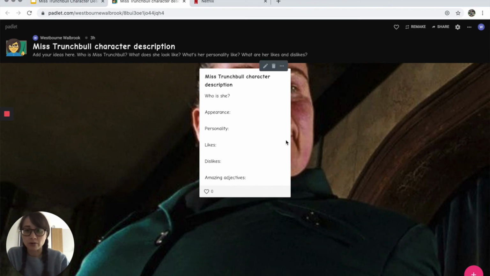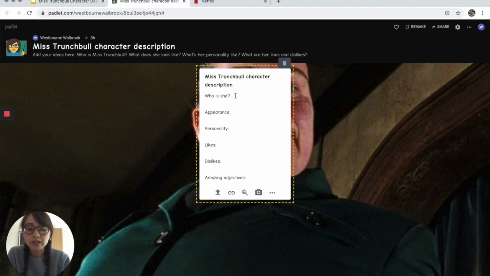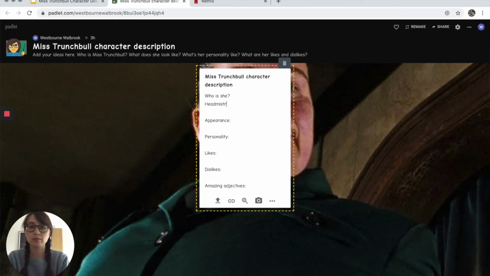So here is a post-it note of the different things, like who is she and her appearance. And we haven't done personality or likes or dislikes yet. So you can just fill in who she is and her appearance. So for example, who is she? She is the headmistress of Trunchbull. Her appearance. She is very muscly, but has lots of big muscles. Okay, so you're going to fill in the who is she section and the appearance section.